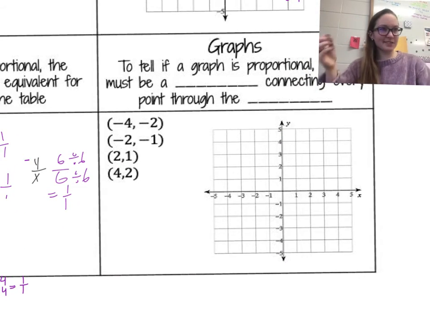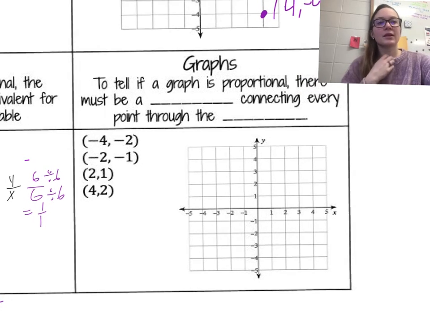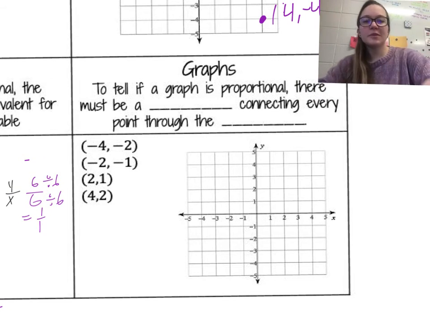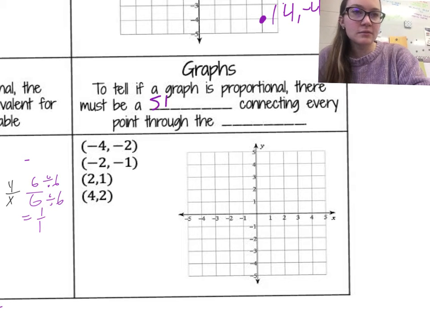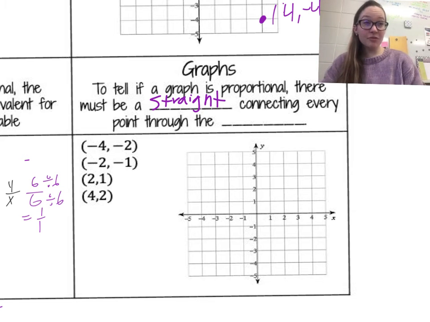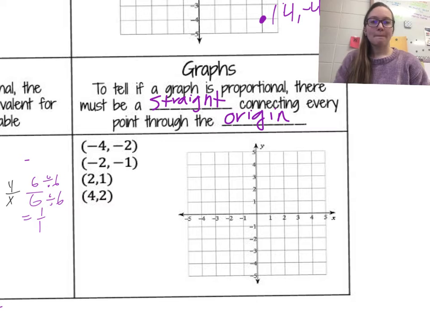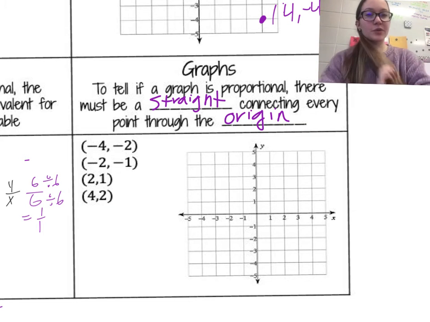All right, so graphs. Graphs are a little easier, not gonna lie. To tell if a graph is proportional, there must be a straight line connecting every point through the origin. Okay? In graphs, it's just a more visual way to see our ratio. So we're going to graph all these points.